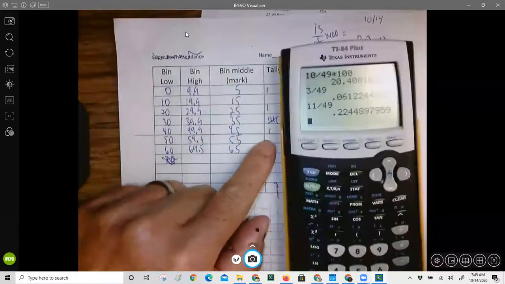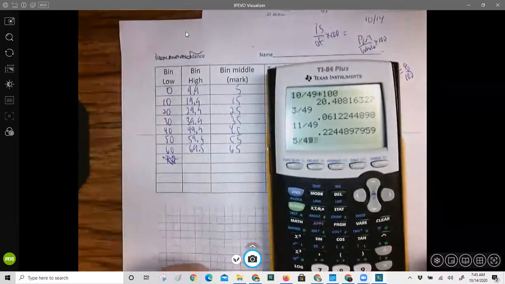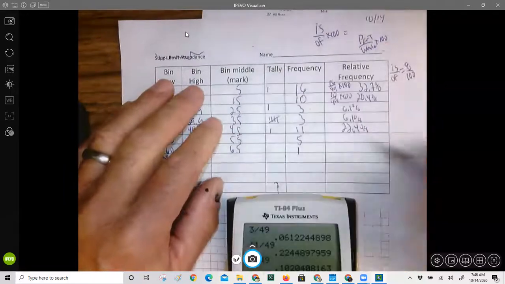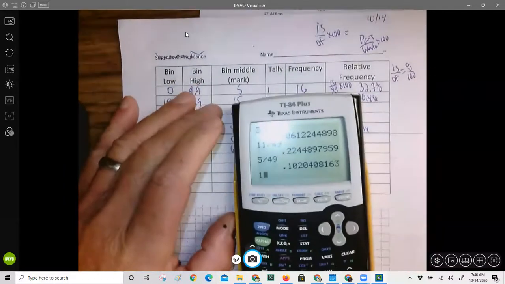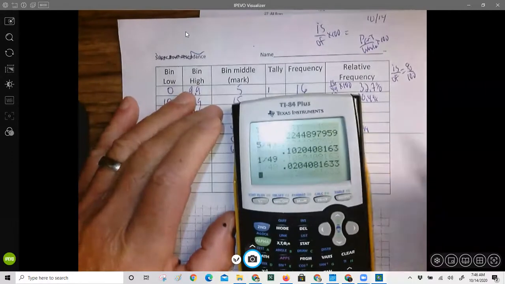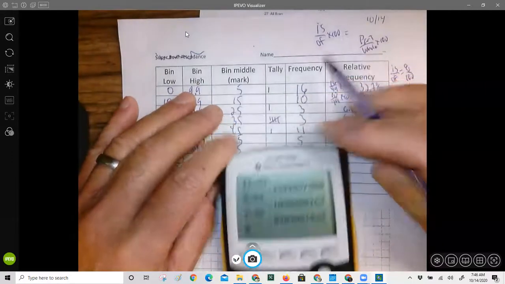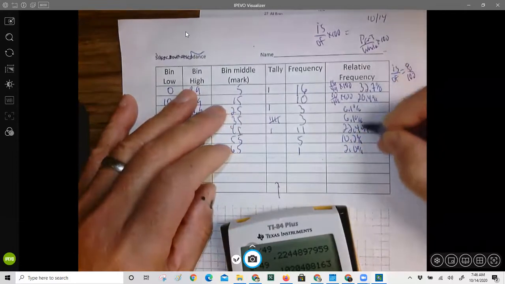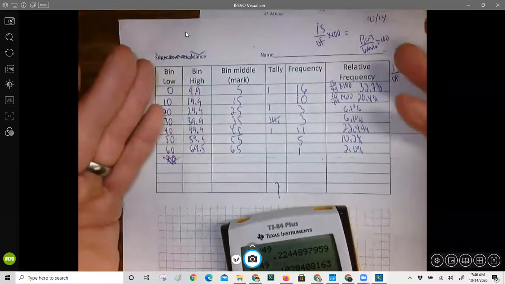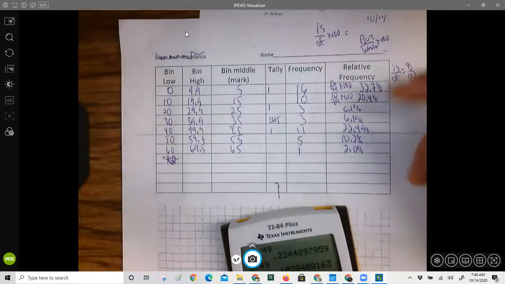And then 5 divided by 49 is 10.2. And then 1 divided by 49 is 2.0, I'm going to round to. Now, hopefully, this should add up to 100%. If it doesn't, it's because of rounding error, and that's okay. It should be darn close. It's probably like 99 point something.